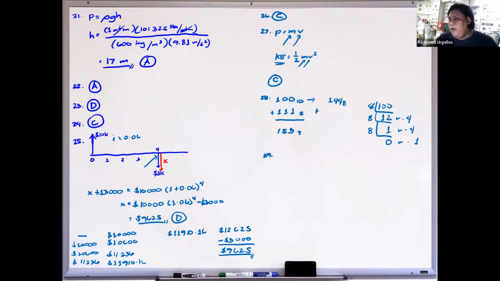Then for 111 base 2, we convert to base 8 by grouping by 3. So by 3, this is 111, which is just 7 base 8. Then when we add, what's 4 plus 7 in base 8? Remember, in base 8, counting goes 1, 2, 3, 4, 5, 6, 7, then 10. So if we add 4, it goes 10, 11, 12, 13. So this will be 3, carry 1, then 5, so 153. We get the same thing.